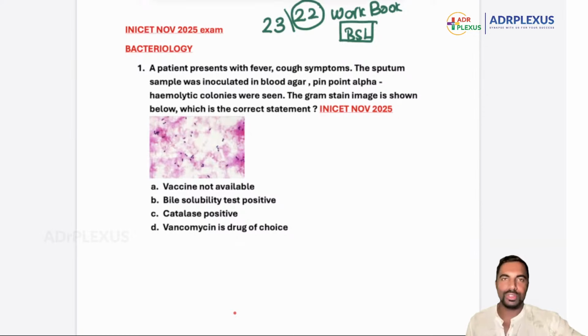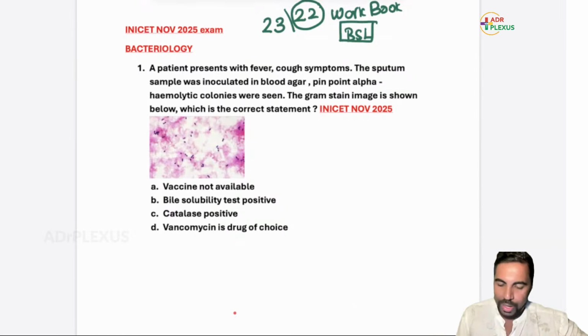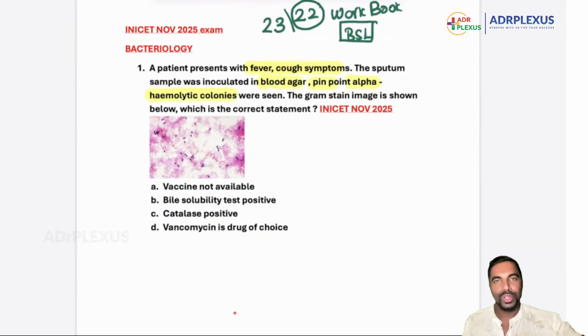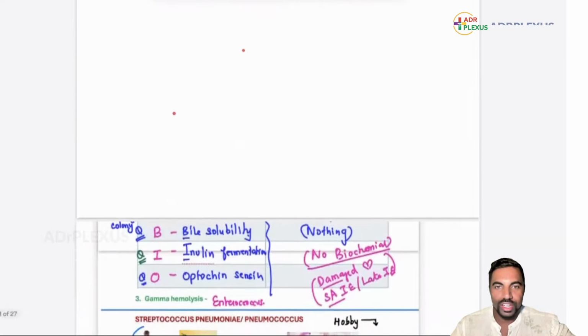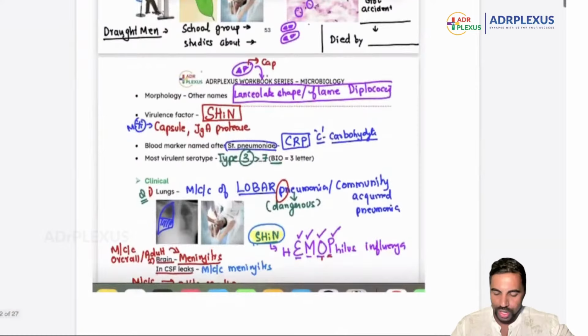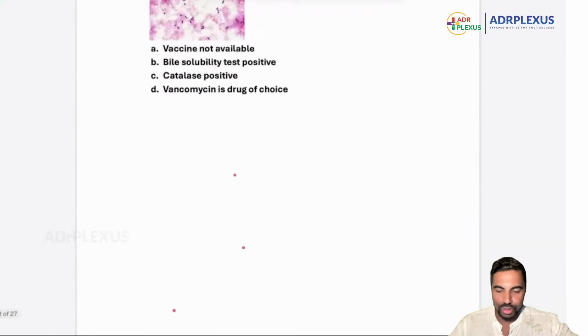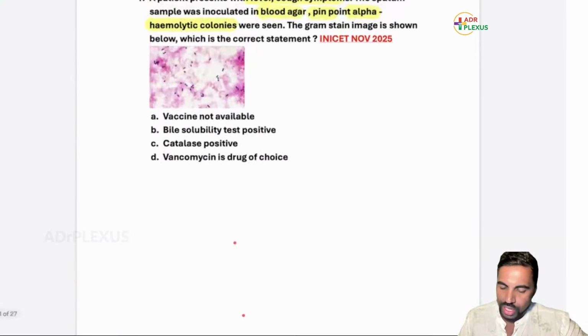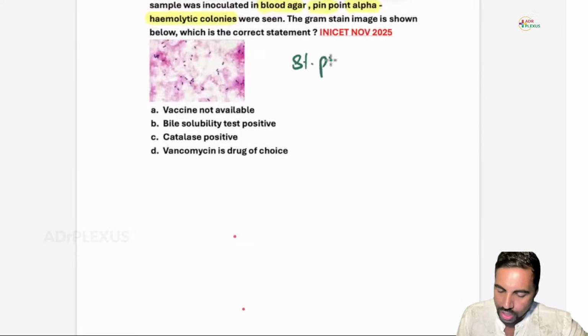So let's start with the first question. A patient presents with fever and cough symptoms. So pneumonia. And on blood agar, there was a pinpoint alpha hemolytic colony. We already told that whenever there is an alpha hemolytic colony, it should be either Streptococcus viridans or Streptococcus pneumoniae, right?